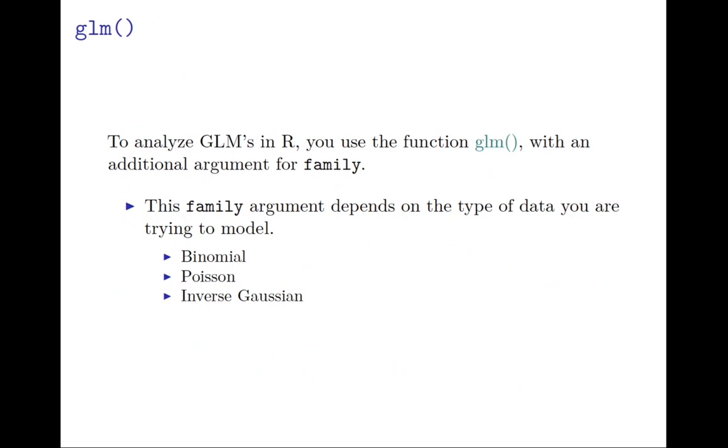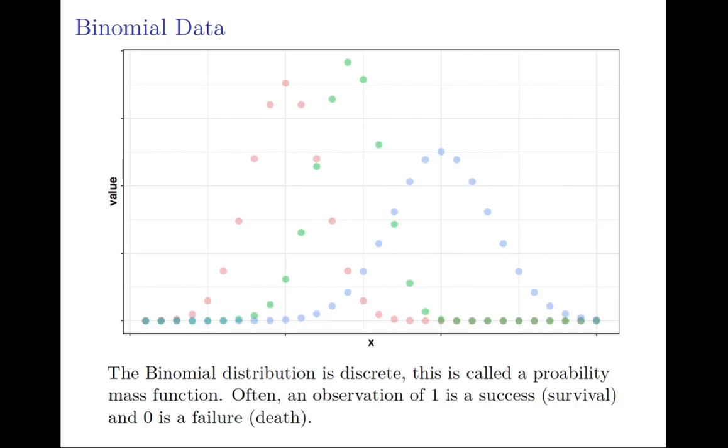To analyze generalized linear models in R, you use the function glm with an additional argument for family. And the family argument depends on the type of data you are trying to model, so the distribution of the data you're trying to model. And we're going to talk about 3 pretty common ones here: binomial, Poisson, and inverse Gaussian. Okay, and we'll start with binomial data.